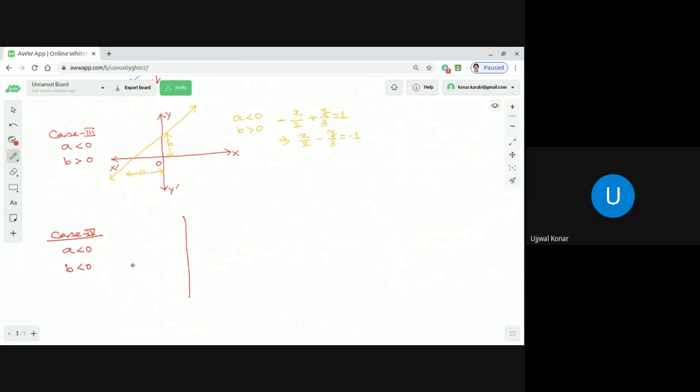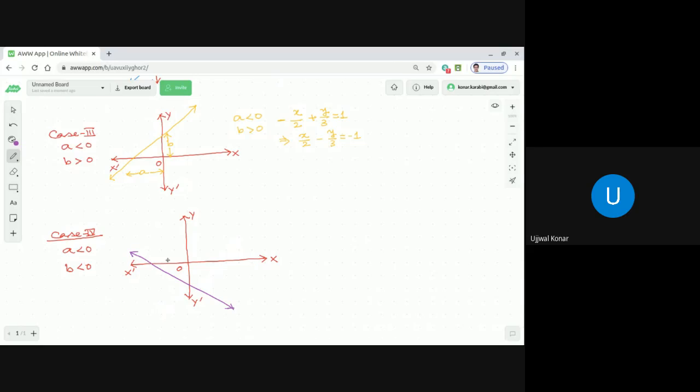So this is the coordinate axis, x dash, o, x, and y, o, y dash. And when A is less than 0 and B is less than 0, the straight line looks like something like this. I'm so sorry, I made a mistake here. A less than 0, B less than 0 will be something that looks like this.